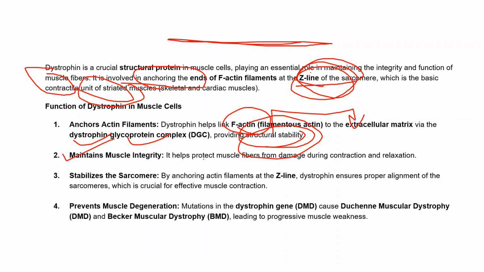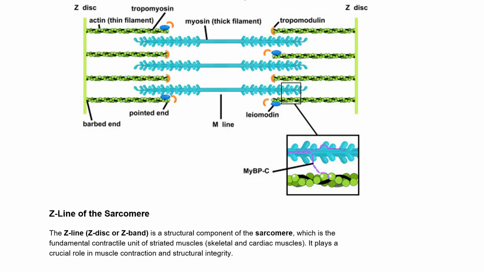And the third function of dystrophin is that it stabilizes the sarcomere. By anchoring the actin filaments at the Z line, dystrophin ensures that there is proper alignment of the sarcomere, which is very crucial for effective muscle contraction. And the last function is that it prevents muscle degeneration. We know that if there is a mutation in the dystrophin gene, it will cause Duchenne muscular dystrophy and BMD, that is Becker muscular dystrophy, and it will lead to progressive muscle weakness. Here we can see the structure.